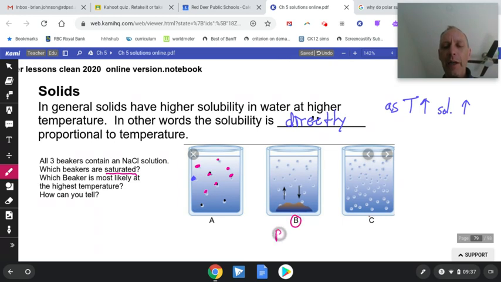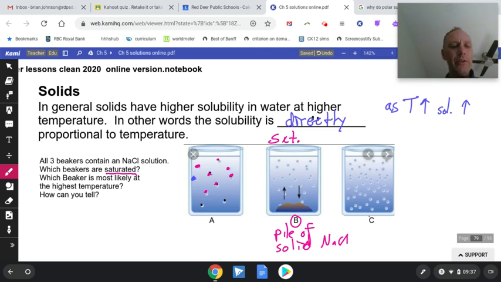When there's a pile of solid NaCl. That's telling us we can't fit any more. If we add more, it just keeps piling up on the bottom. So this is our saturated solution. The other two are unsaturated. They're unfull. We can still dissolve more.